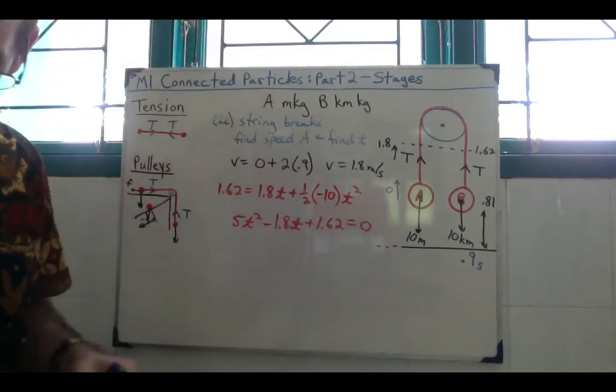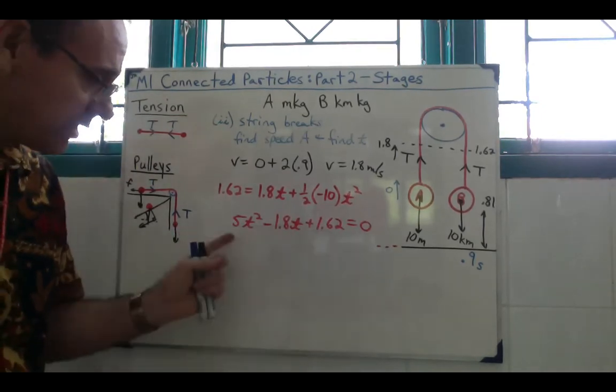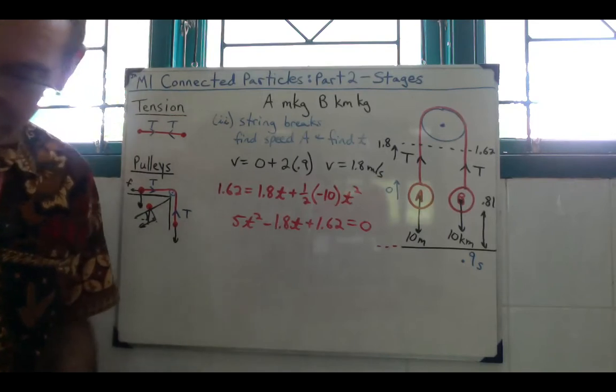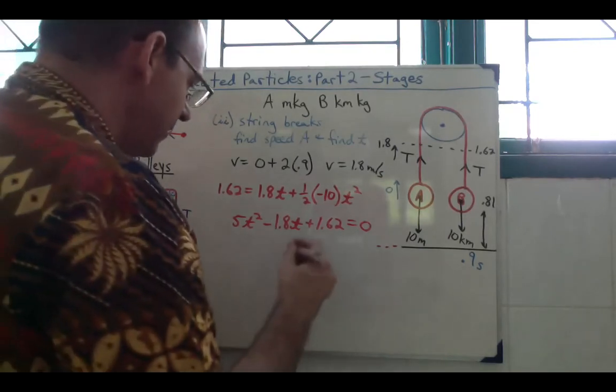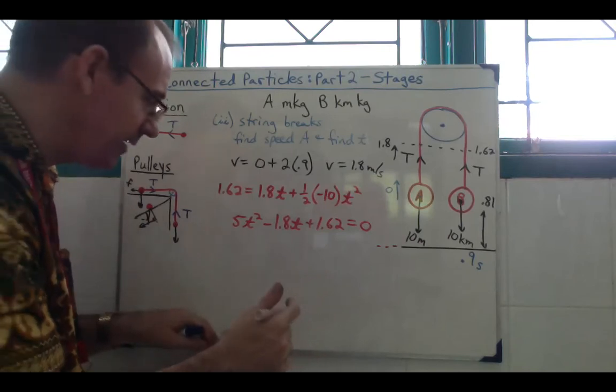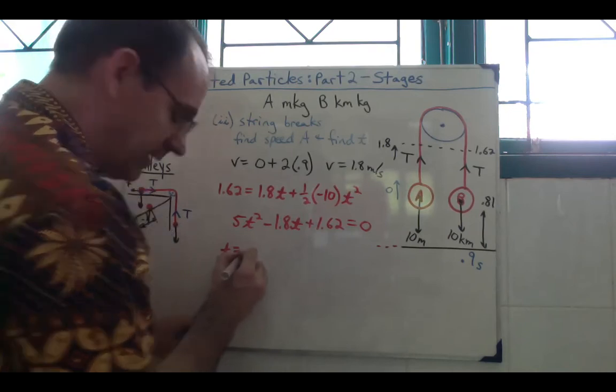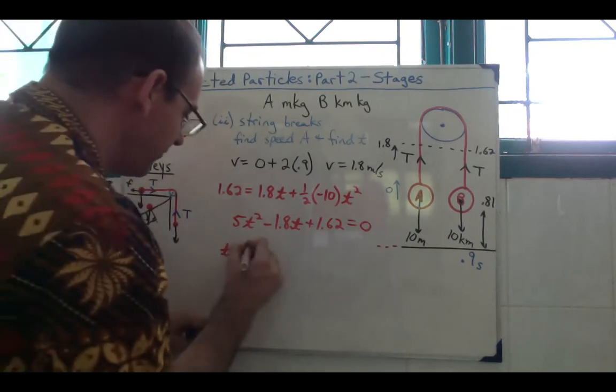So there we have our quadratic. And when we solve this quadratic, just plug it into your quadratic formula. You're going to get 2 values. Obviously, you don't want the negative one. So you're going to end up with t equals 0.777 seconds.